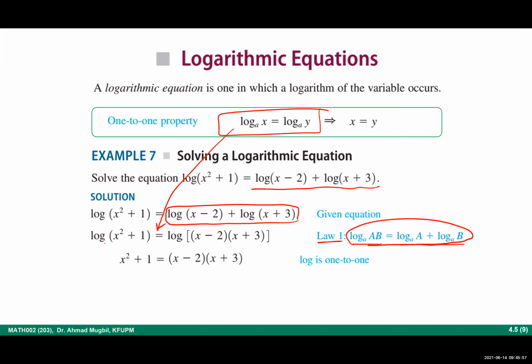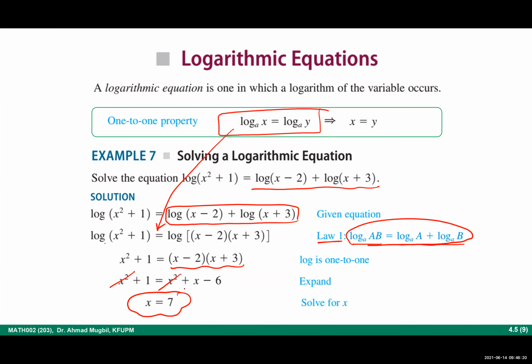Now, of course, this isn't so easy now. It is an algebraic equation. You need to expand here, which will be x squared plus 3x minus 2x, it will be plus x, and negative 6. Now, if you move this x squared to the other side, these will be cancelled. Move 6 to the other side, it will be 7. So this is the solution, x equals 7.